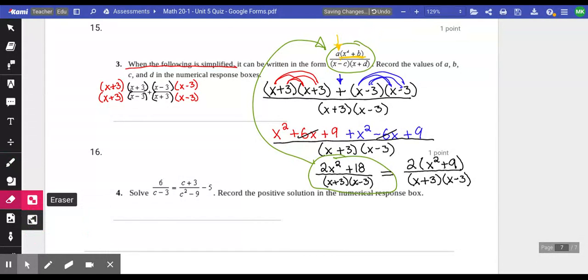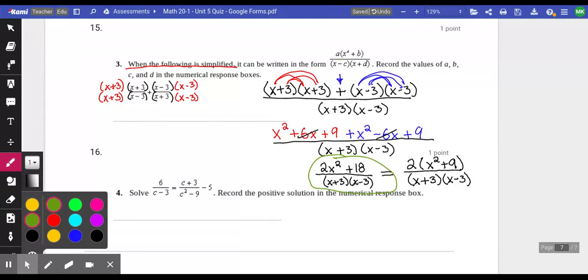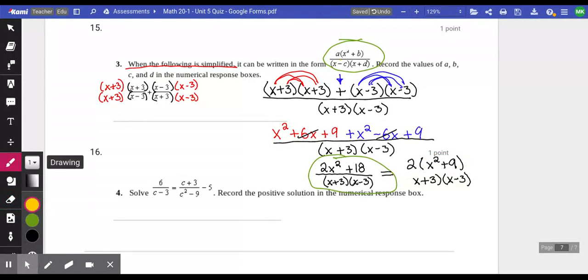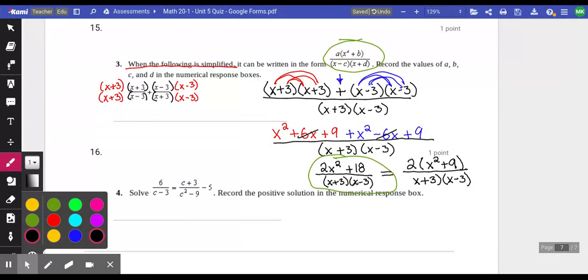Now, let's see if we have the right thing. When I look at this, I have a value on the top times x squared plus b. All right, value on the top times x squared plus b. Okay, that looks good. In the denominator, whoa, I just erased everything. In the denominator, they said I should have x minus something, x plus something.